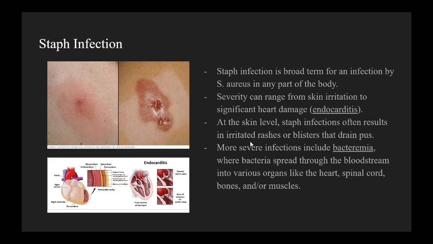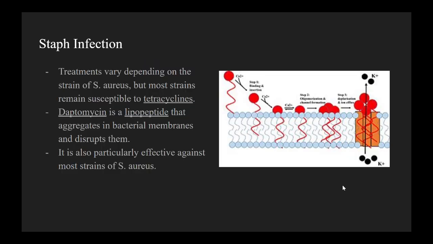So at the skin level, you can see these pictures here, right? Staph infections can result in just simple, irritated rashes, blisters with pus in them. And then more severe infections, we call bacteremia, where the Staph aureus spreads through your bloodstream and gets to different places throughout your body. That includes the heart damage that we talked about here, and it can also go into the bones, muscles, spinal cord, etc.